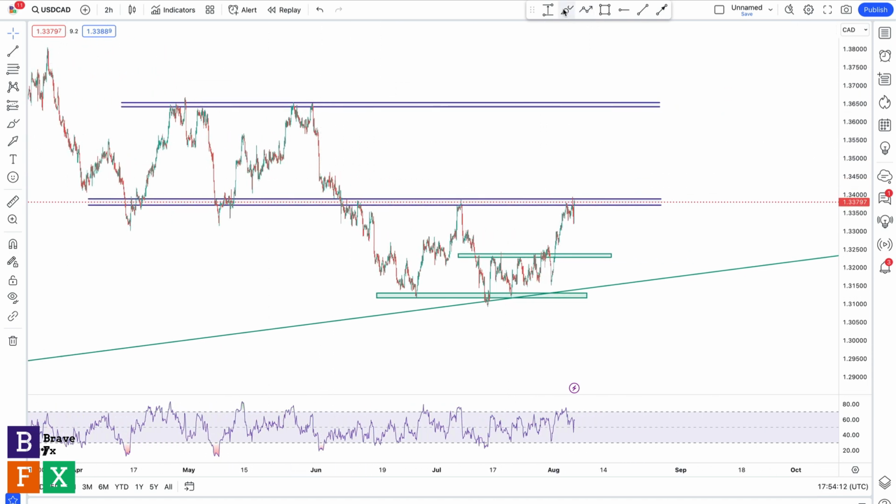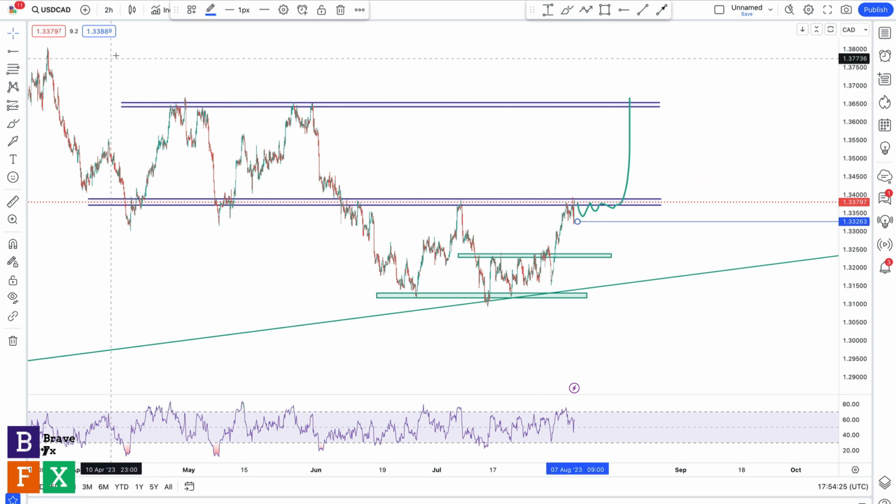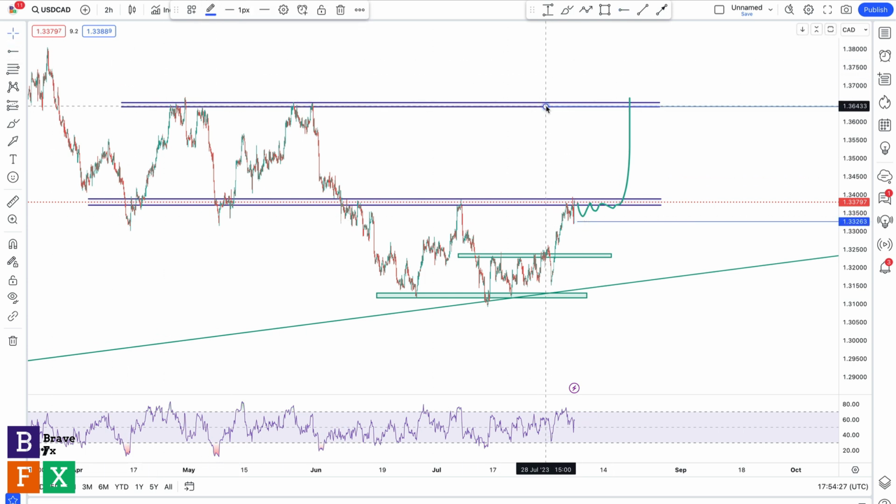So to go long, I'm going to wait for a good consolidation around these price levels, and then a bullish breakout from that consolidation. So this is going to be my confirmation to go long. Meanwhile, my stop loss is going to be below the consolidation. Take profit is going to be around these highs. So that's how I'm going to go long on USD-CAD.